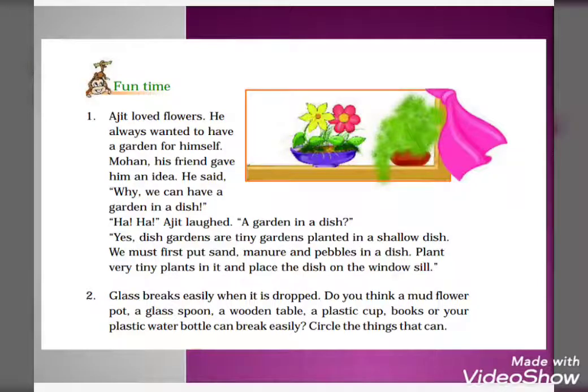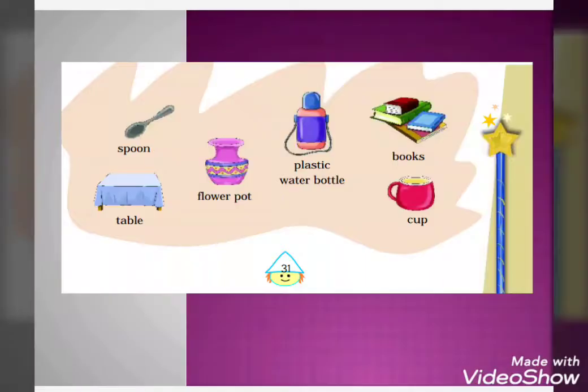Next, glass breaks easily when it is dropped. Do you think a mud flower pot, a glass spoon, a wooden table, a plastic cup, books, or a plastic water bottle can break easily? Circle the things that can. So in this picture they have given you some items, some things. So what are the things that you can break? If we put it down, what are the things that can break easily? You want to circle those things.